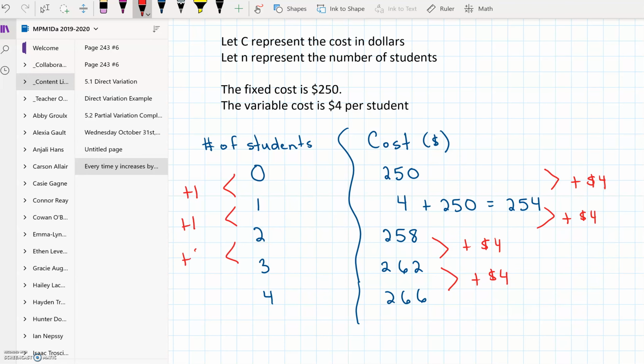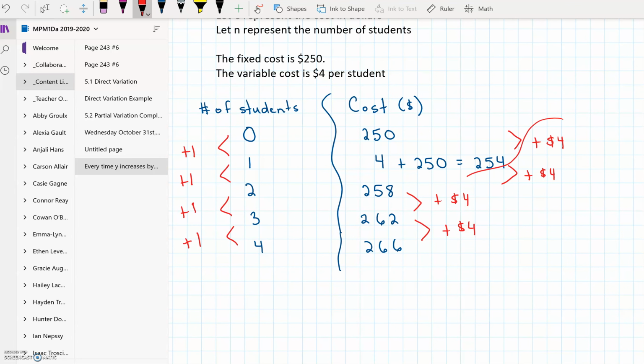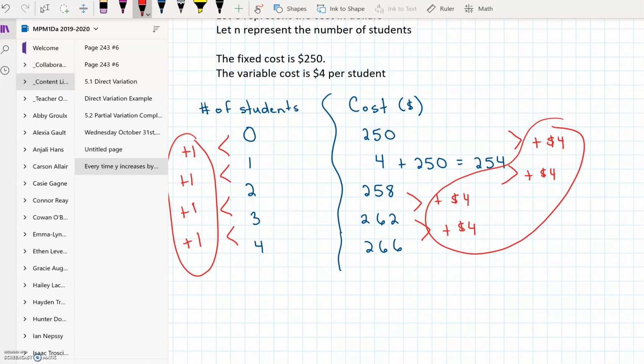Now, realistically, you won't only have 1 student or 4 students going on a field trip, but this is okay for a table. If I look at this table, I can see that it's $4 for 1 student. So I'm going to write that down. It's $4 for 1 student. So I really don't need to do any other work.